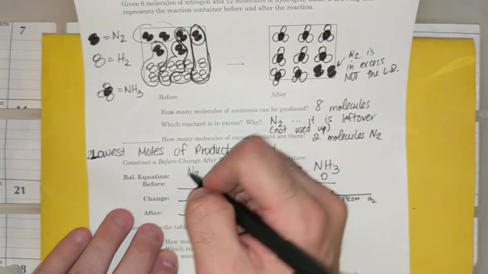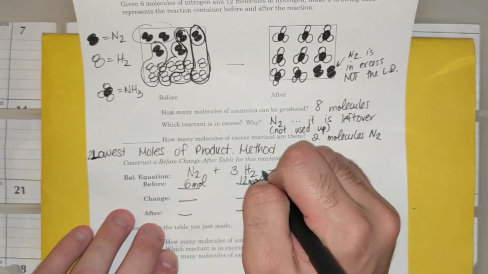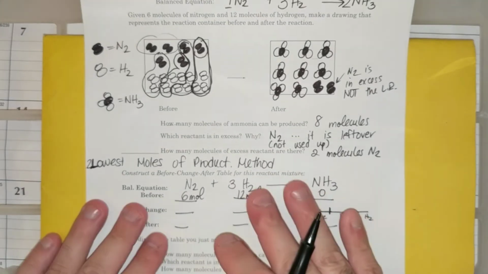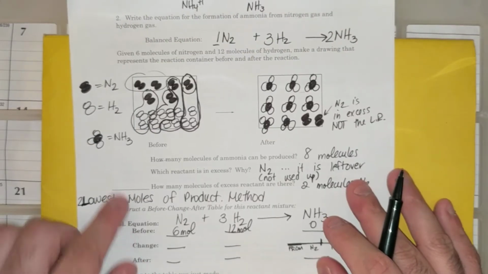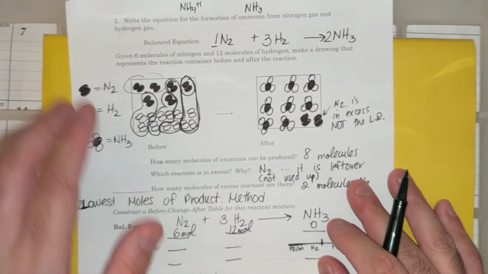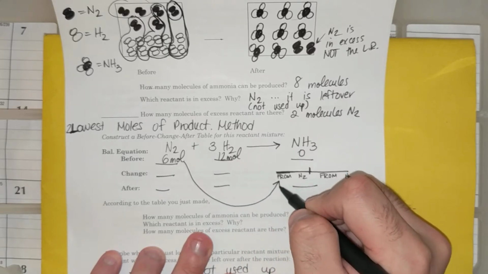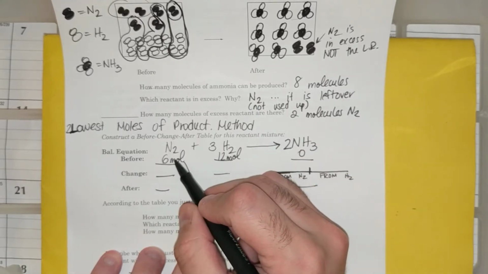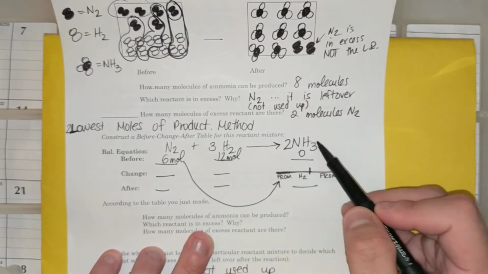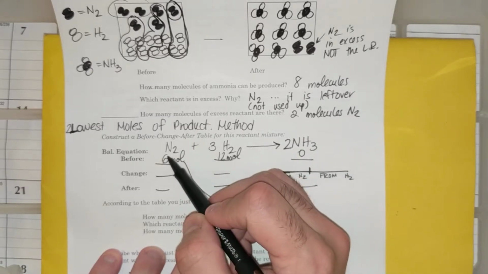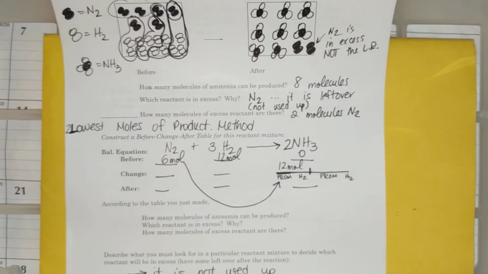Okay, so for my N2, I was given 6 moles. For H2, I was given 12 moles. Now I'm not going to do my change yet. I don't know which one is my limiting reactant just from a BCA table. I'm going to prove that my limiting reactant is H2. So let me see, using mole ratios, for every 6 moles of N2, how many moles of NH3 can be made? Well, if for every 1 mole of N2 I make 2 moles of NH3, for every 6 moles of N2, I should make 12 moles of NH3.